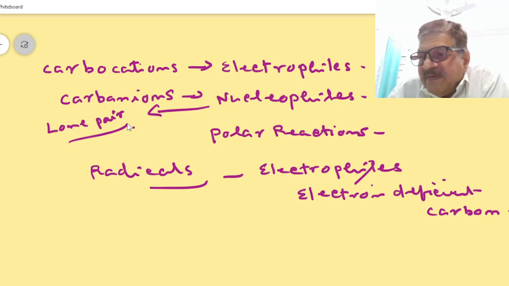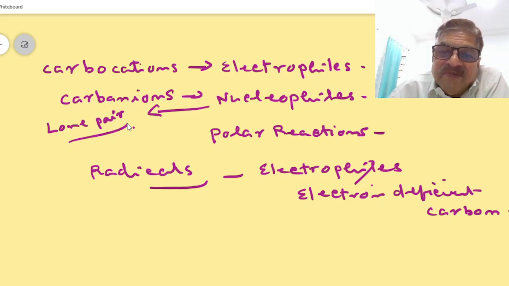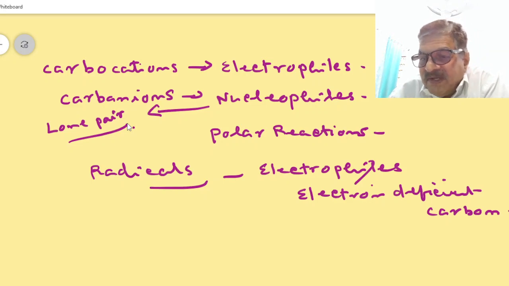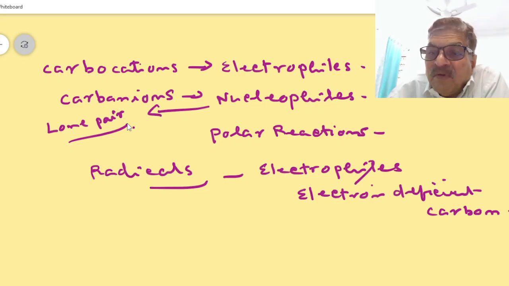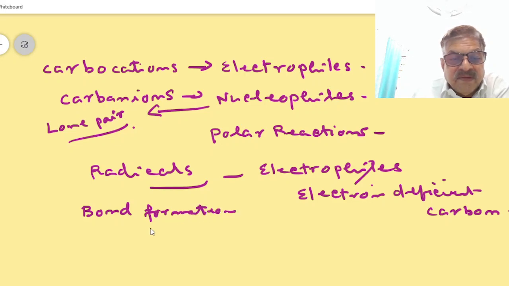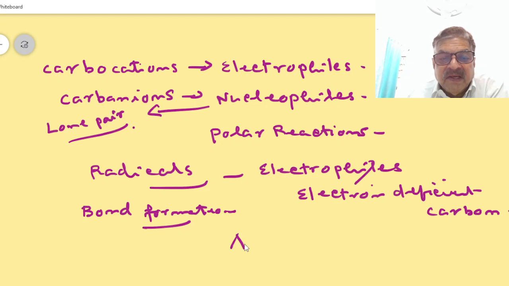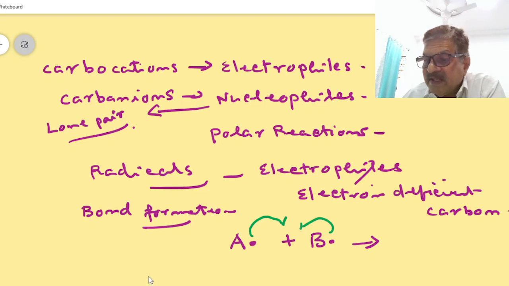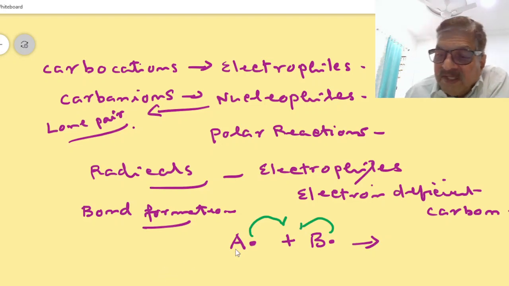Like bond cleavage, bond formation can also occur in two different ways. Bond formation is the reverse of cleavage. Say a free radical A can combine with another radical B. So it can form a bond with a single electron. We indicate this with a half-headed arrow. So these two radicals can form a bond like this.